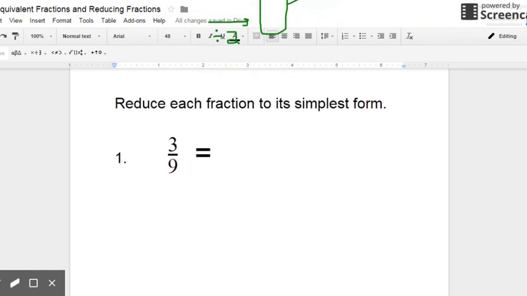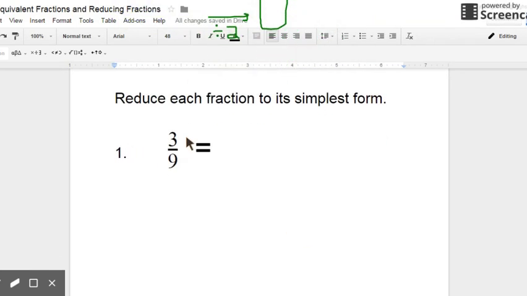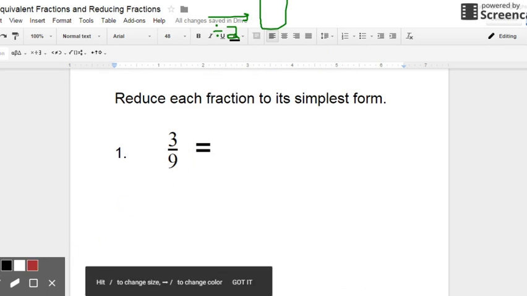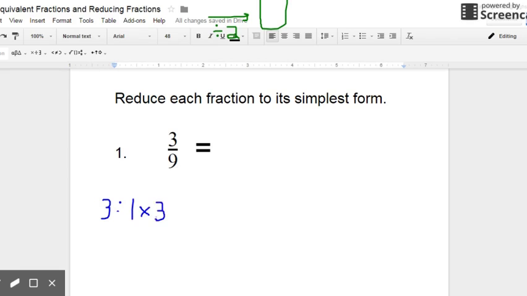So if we look at the next one, 3/9, we have to think about what factors we have of these. What are the factors of 3? Remember, factors are two numbers that multiply together to create 3. Since it's prime, it's simply 1 times 3.